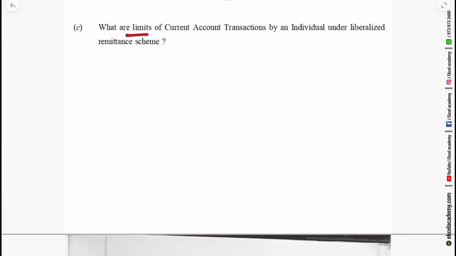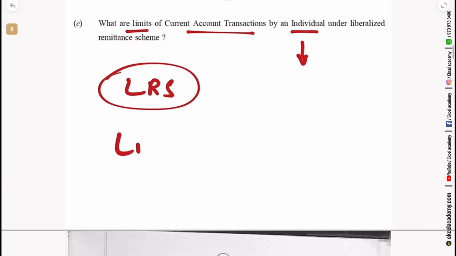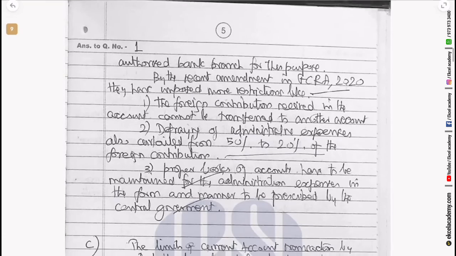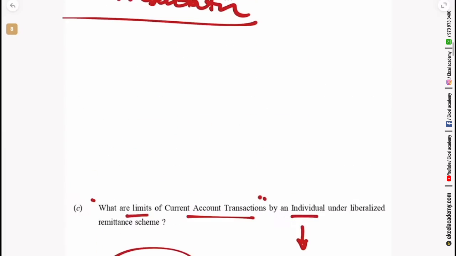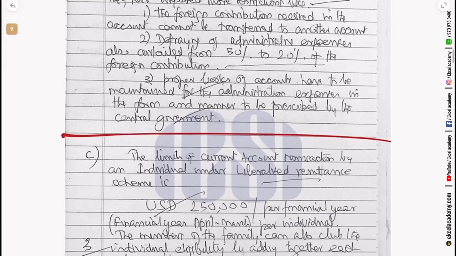What are the limits of the current account transactions by an individual under LRS scheme? So again, this is about individual persons. What are the limits? So the question is about the limits. Always look at the question. Questions are always very, very specific. When you read LRS, there are 100 details you read, but the question is about a specific thing, that is the limits of the current account transactions. So let us take a look at it. So when you take a look at it, here the limits. So this is point number C.